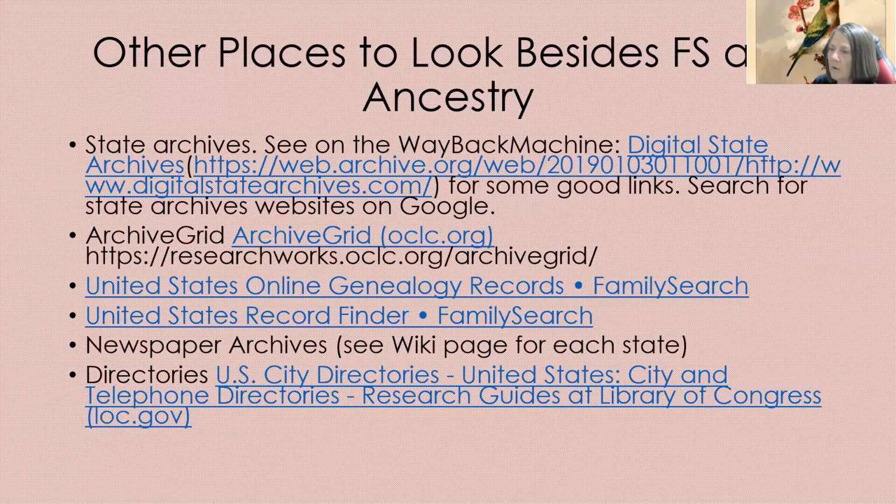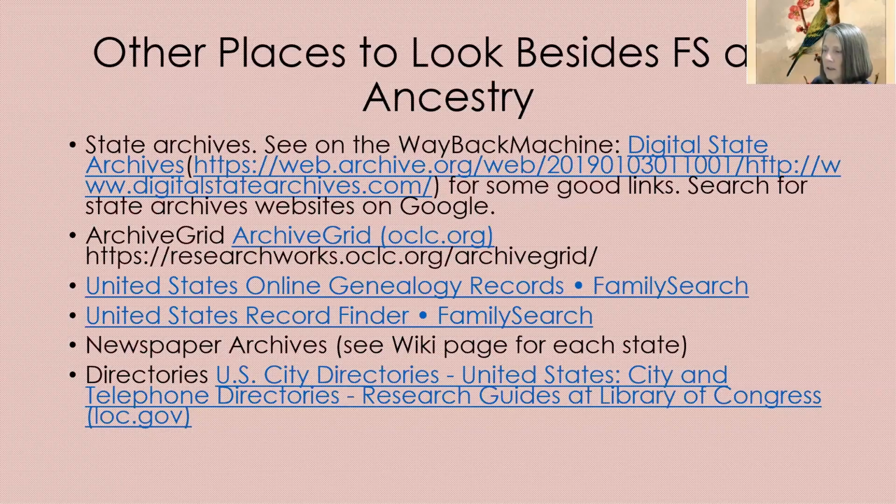The United States Record Finder will also send you to different websites. You can use the newspaper archives. The newspaper archives are on each state wiki page. That's free. Not all newspapers are on it, and not all newspapers are free on other sites, like newspapers.com, for example. You have to pay or go to a Family Search center or a university to look at those.